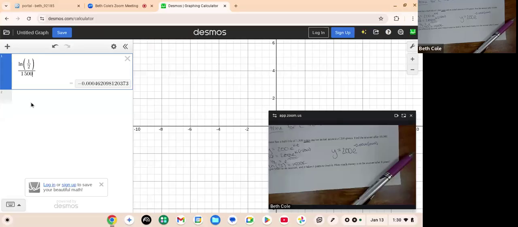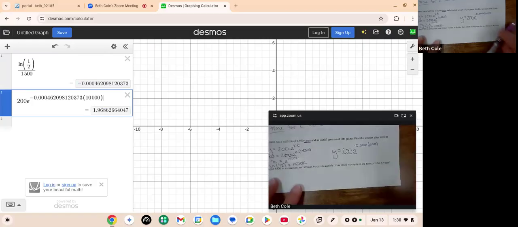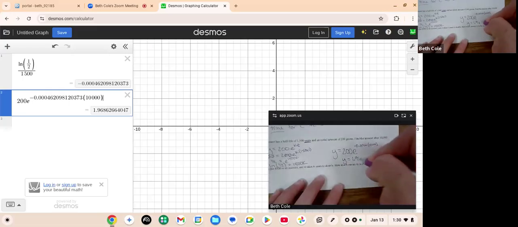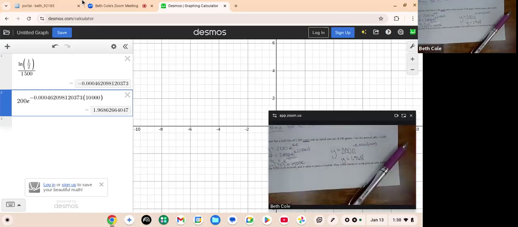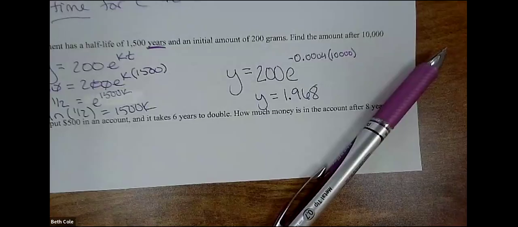So here's what we're going to type in. And make sure you copy paste or it's going to be wrong. 200 e to the power, copy paste this thing, times 10,000. I got 1.968. What did you get? Did we get 1.968? Okay. And what is the units? Grams. Good job.